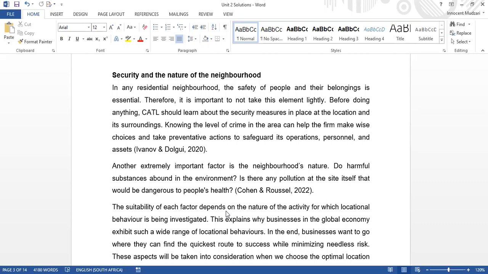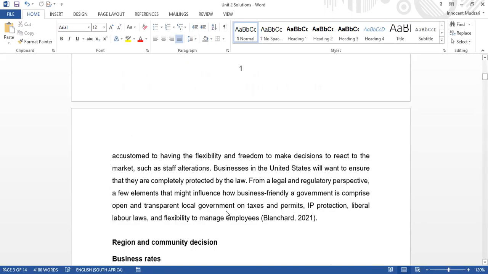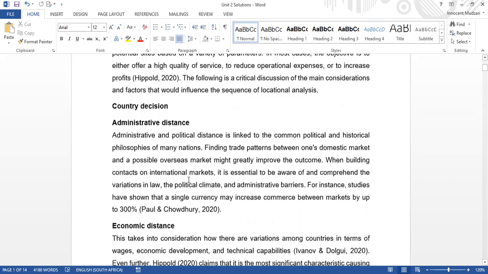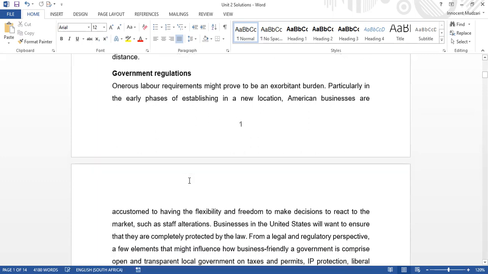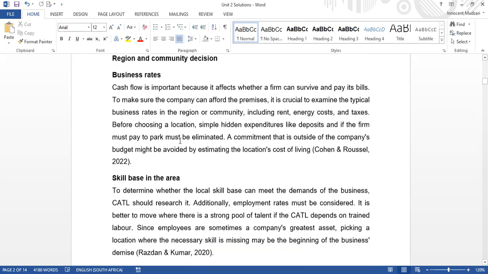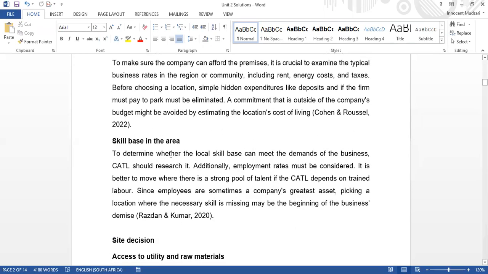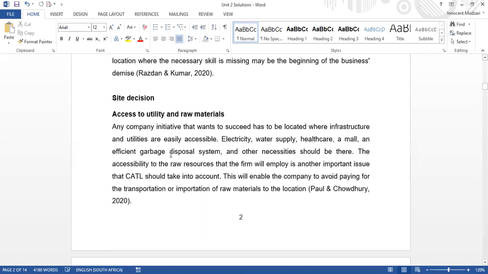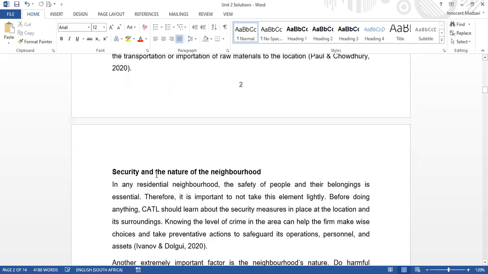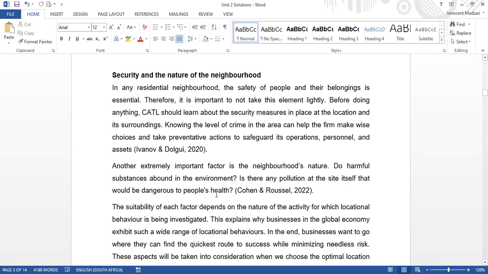Right. So you can see now that we've addressed the question. We said we have looked at the country decisions. Then we have three factors under the country decision. And then under the region and community decision, we have two factors, business rates and skill base in the area. And then under the site decision, we have access to utility and raw materials, as well as security and the nature of the neighborhood.